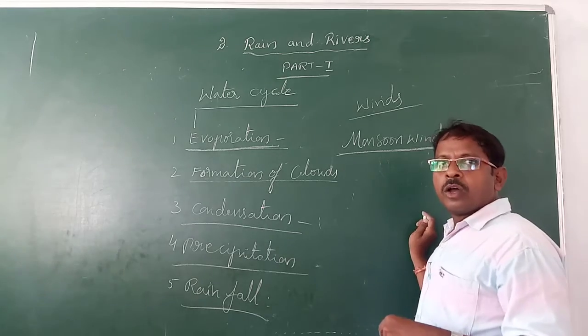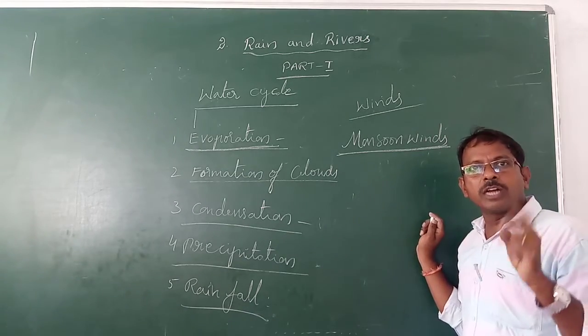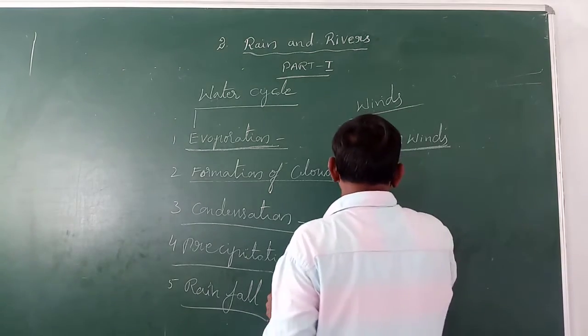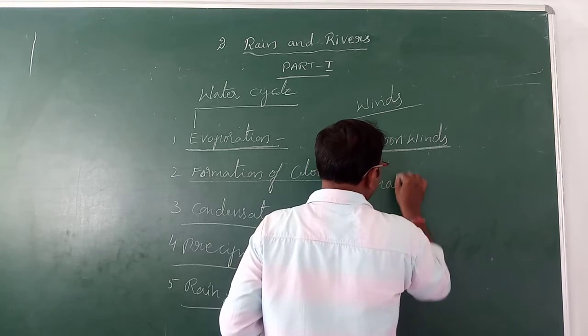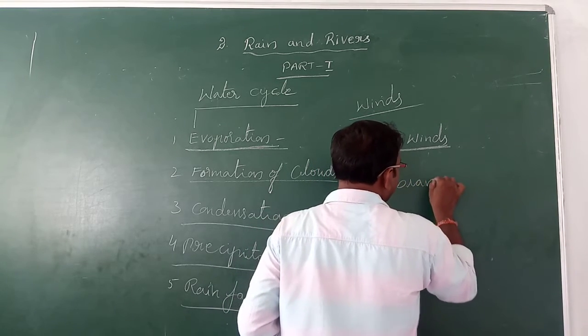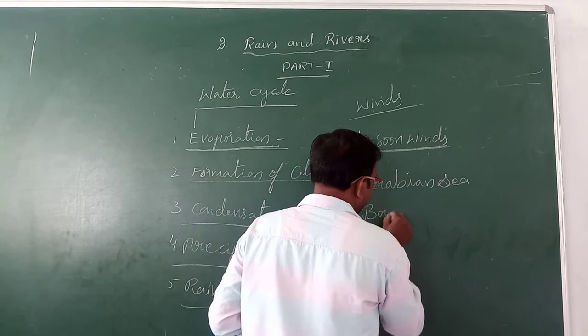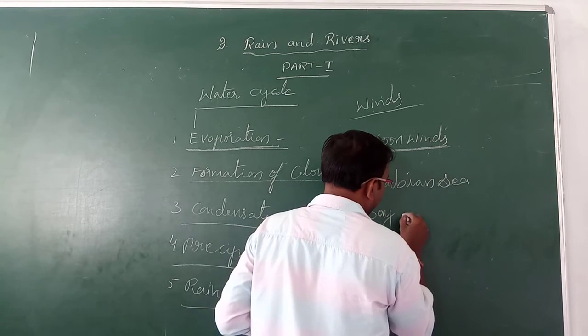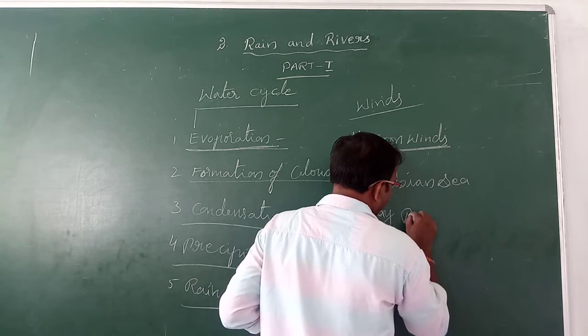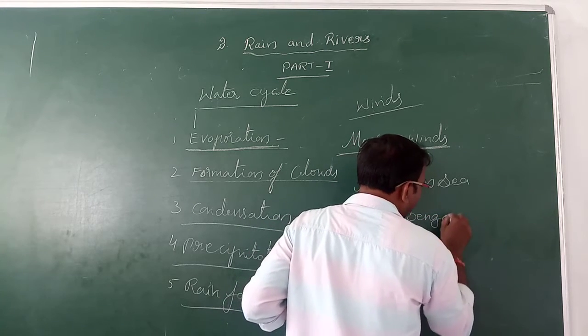In our India, we are getting monsoon winds from the Arabian Sea and the Bay of Bengal. Two branches are there, from which we are getting monsoon winds from the Arabian Sea and the Bay of Bengal.